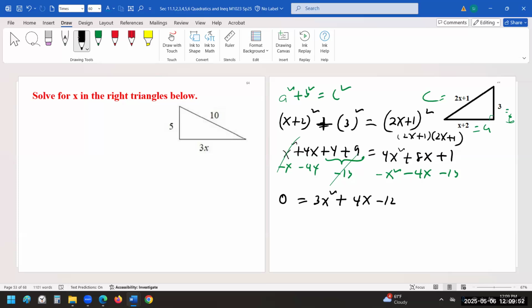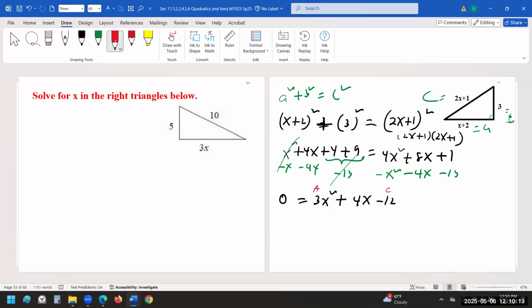4 minus 1 gives us 3, 8 minus 4 gives us 4 positive, and 30 minus 1 gives us negative 12. And then either use factoring, quadratic formula, or complete the square. So most likely it is factorable. If it's factorable, you do AC.